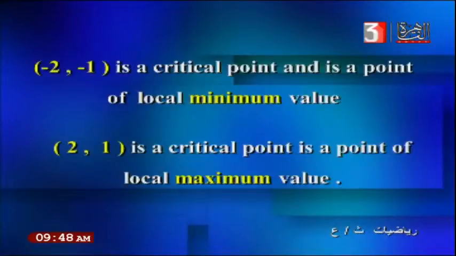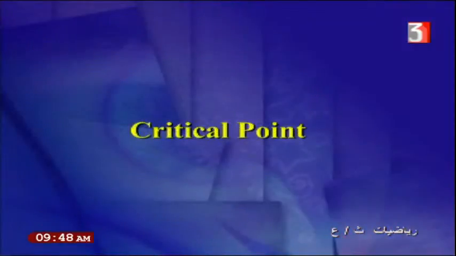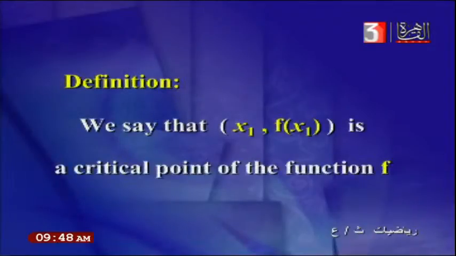Then we have now the increasing and decreasing of the function and the local maximum and the local minimum values of any function. Now let us discuss the concept of critical point. Definition: we say that the point x1 and f of x1 is a critical point of the function f if one of the following is satisfied.